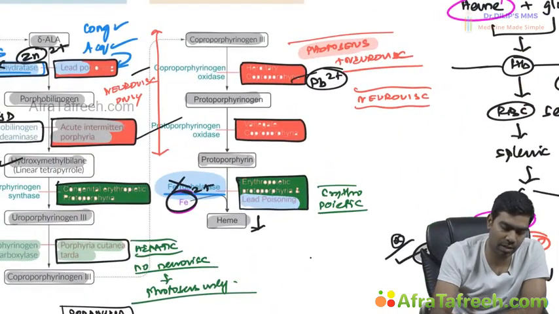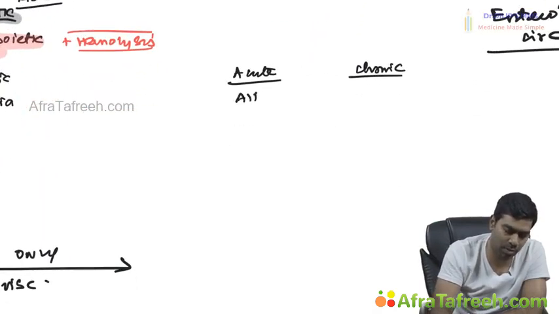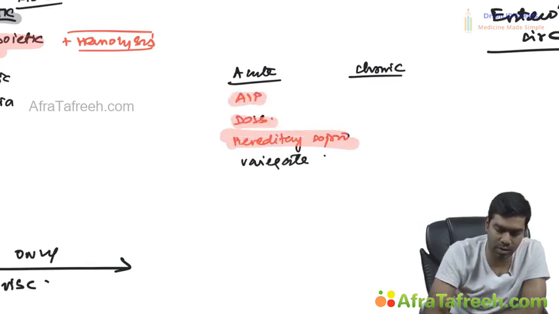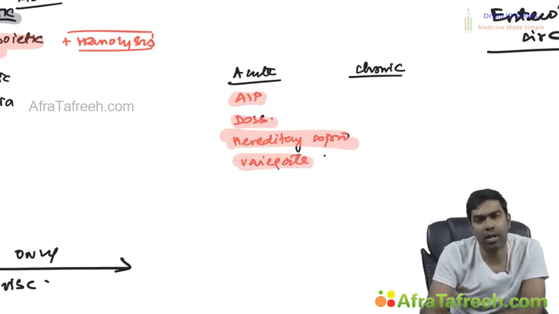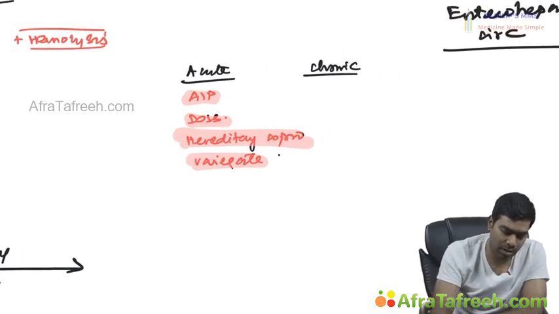The things that I have marked in red are the ones that are going to be acute porphyrias, which means it's going to be acute intermittent porphyria, ALA dehydratase deficiency porphyria, hereditary coproporphyria, and variegate porphyria. All I have marked in red are acute porphyrias.